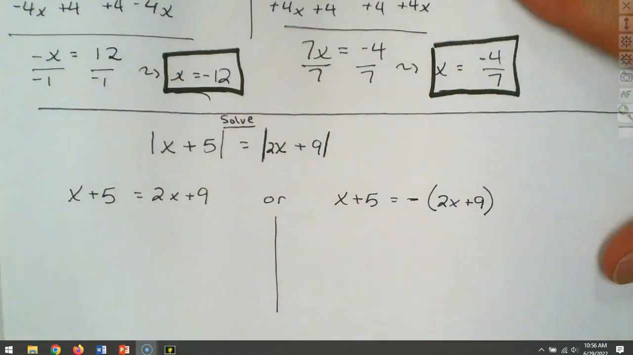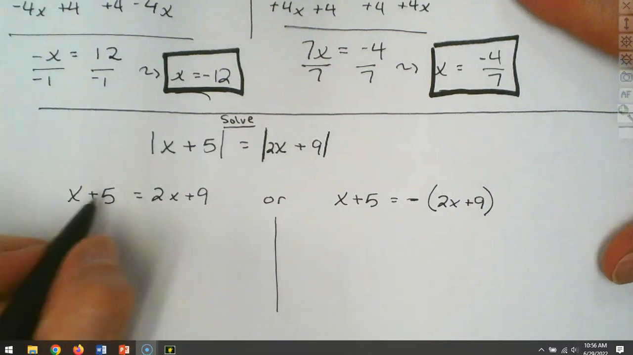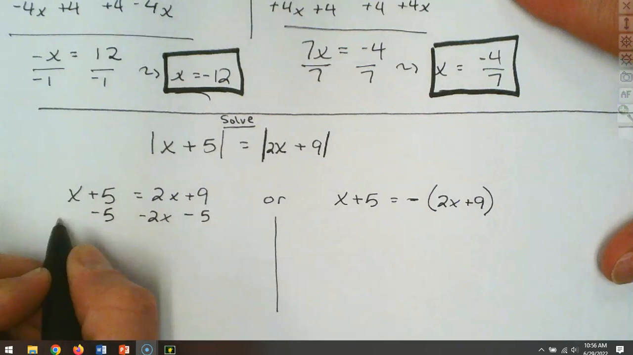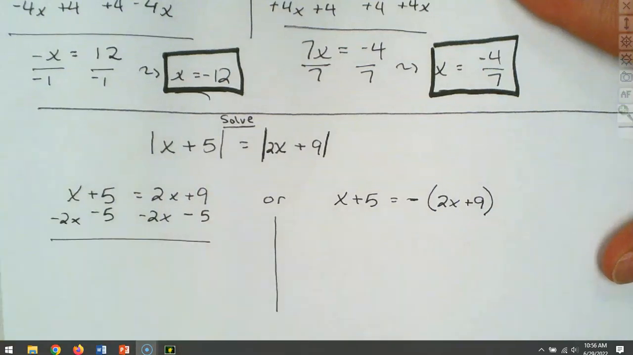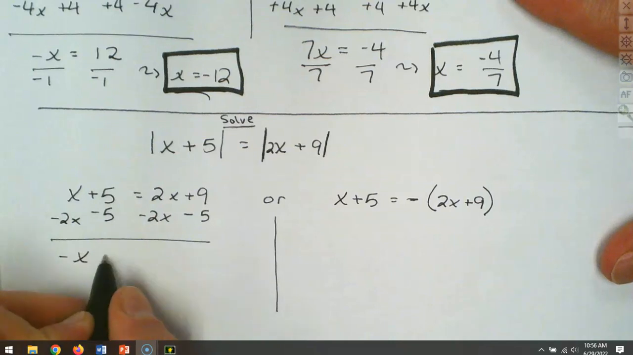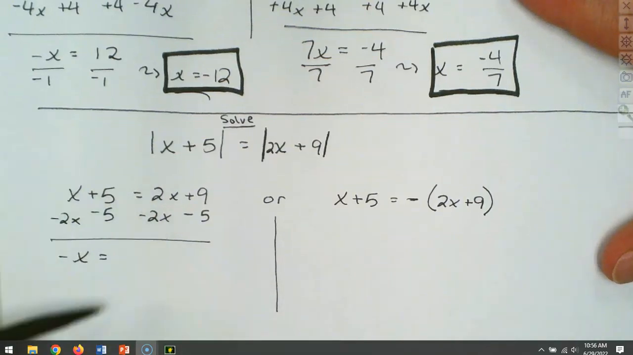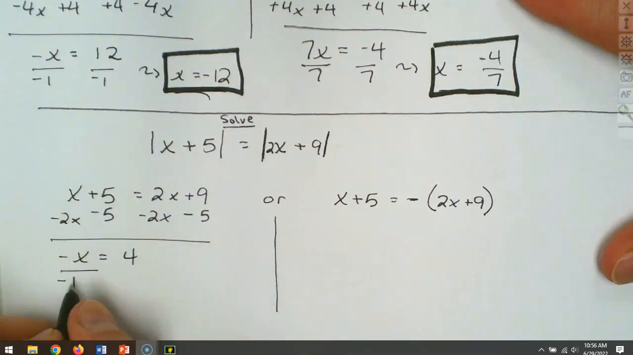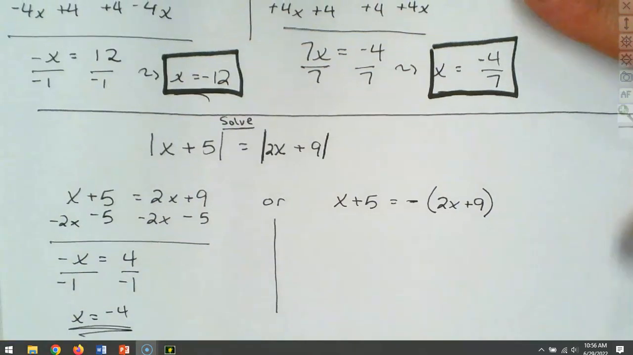So we'll just work on the left side first, since there's not much to do. Move the 5 over. Move the 2x over. And x minus 2x makes it a minus x. 5's cancel. And 9 minus 5 is a 4. Divide by your negative 1. And x now equals a negative 4.